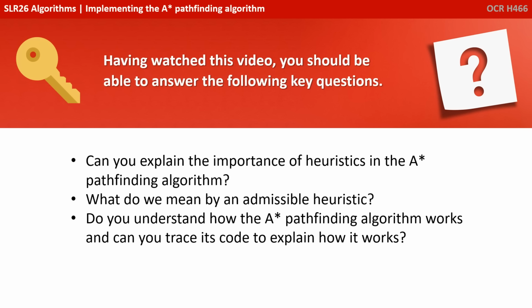So having watched this video, you should be able to answer the following key questions. Can you explain the importance of heuristics in the A-star pathfinding algorithm? What do we mean by an admissible heuristic? And do you understand how the A-star pathfinding algorithm works, and can you trace its code to explain it?